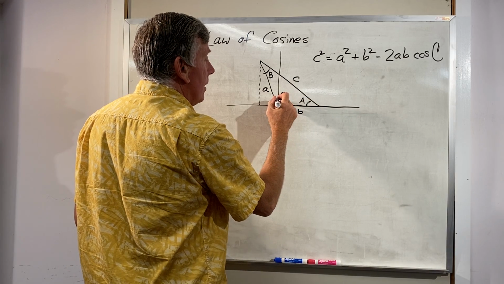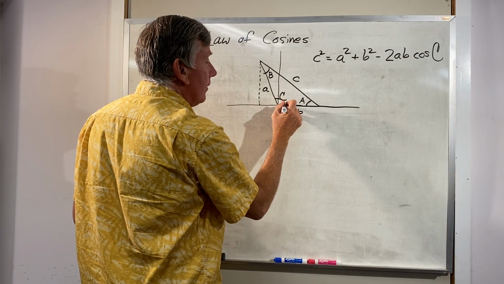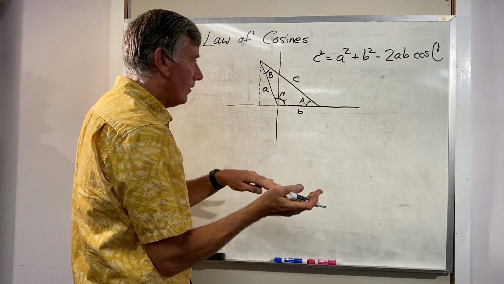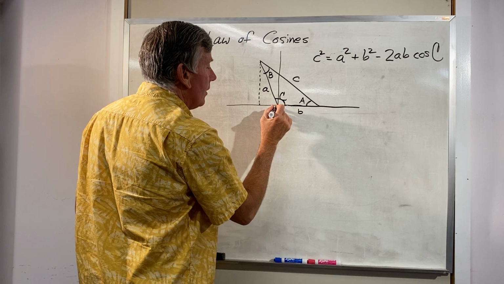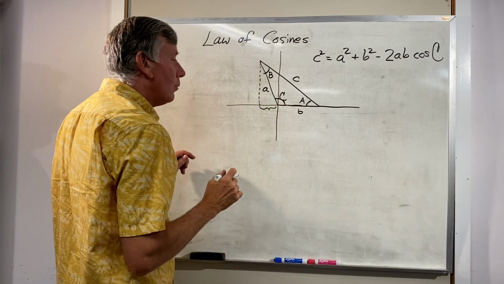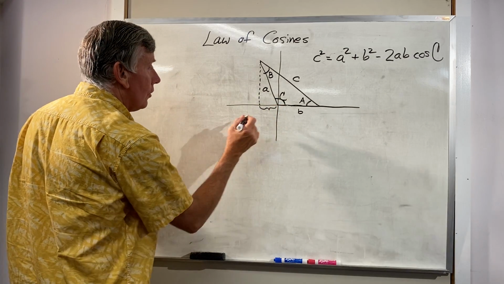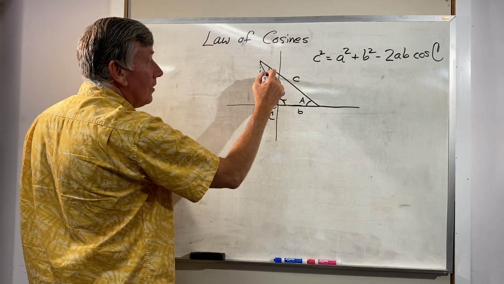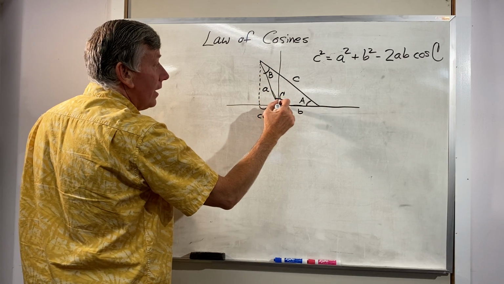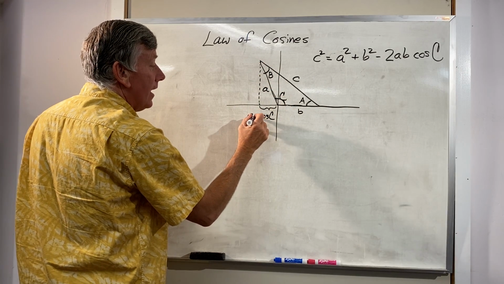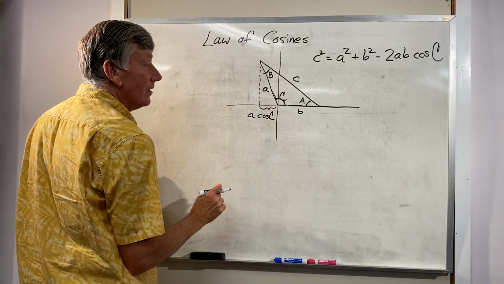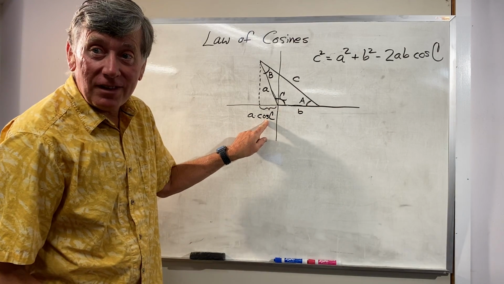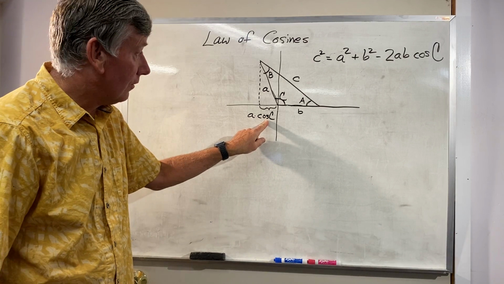This is my angle C. I want you to remember that on the unit circle, this'll help you see it. This value here is equal to the cosine of C times this hypotenuse right here, which is A. A times the cosine of C is that. This is B. I want you to remember that the cosine of C, the way I've drawn it, is negative.